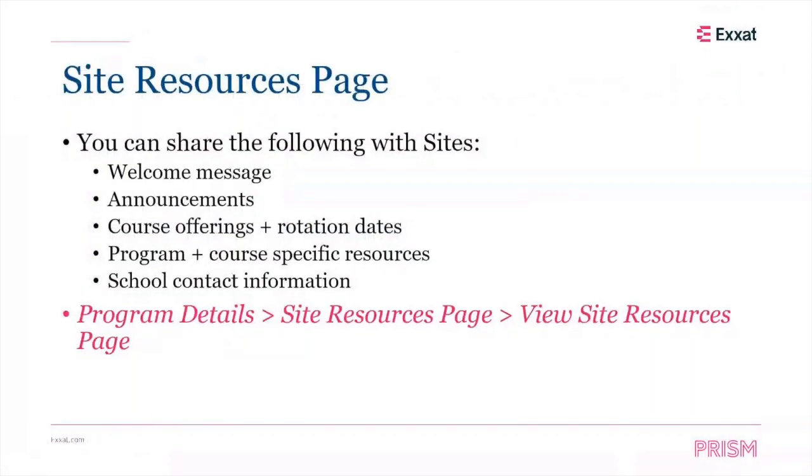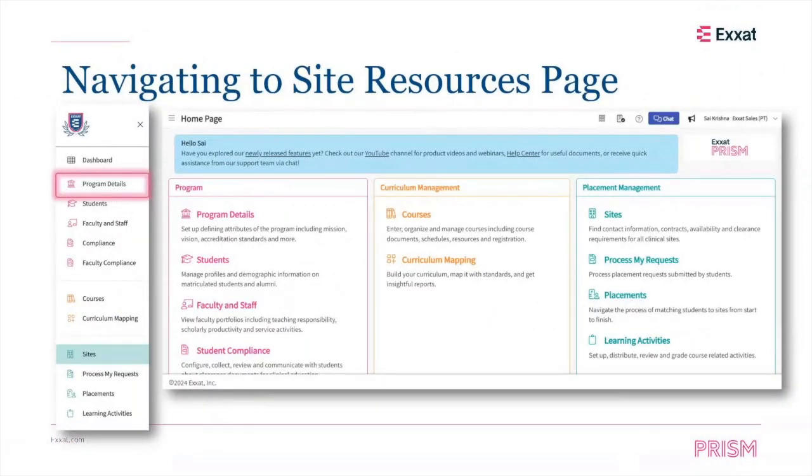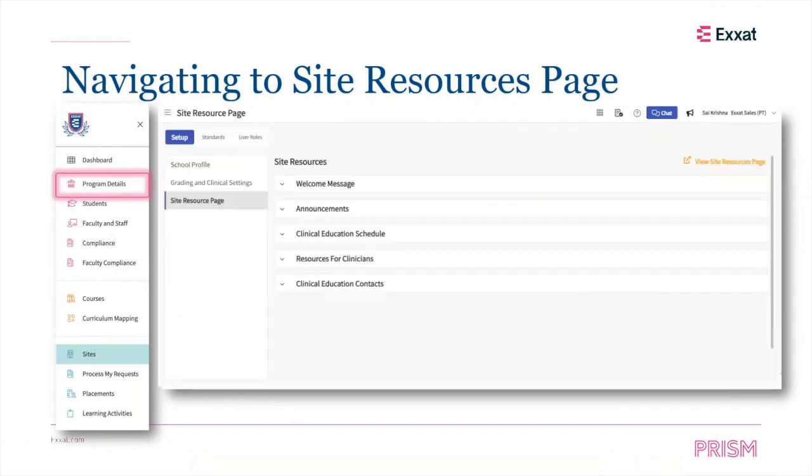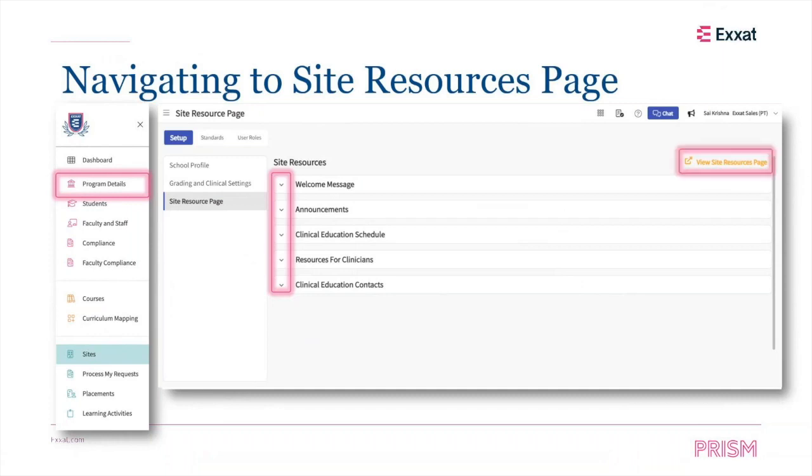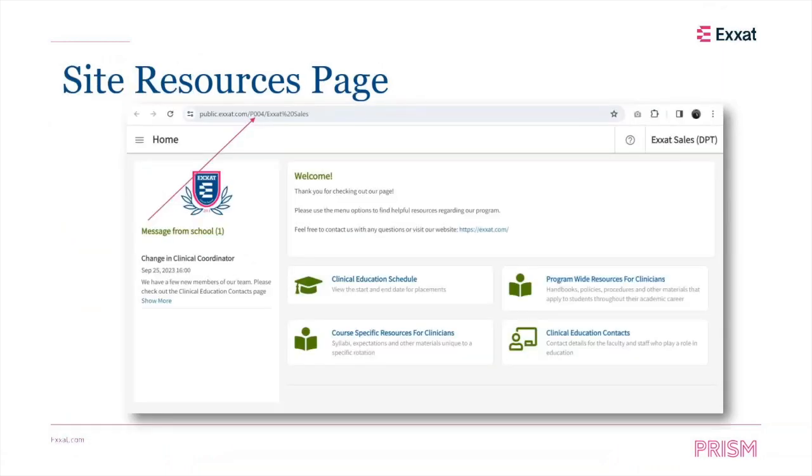I'm going to skip a little fast because we covered this on the live screen. We went to program details and clicked on site resources under the first setup tab. We added all the information such as the welcome message, announcements, clinical education schedules, resources for clinicians, and clinical education contacts. When we clicked on View Site Resources page, we need to ensure that any recipient who wants access to this page gets this link. We can send it as part of a placement notification or a welcome email to the preceptor. You can copy this URL and have it as part of your email template.